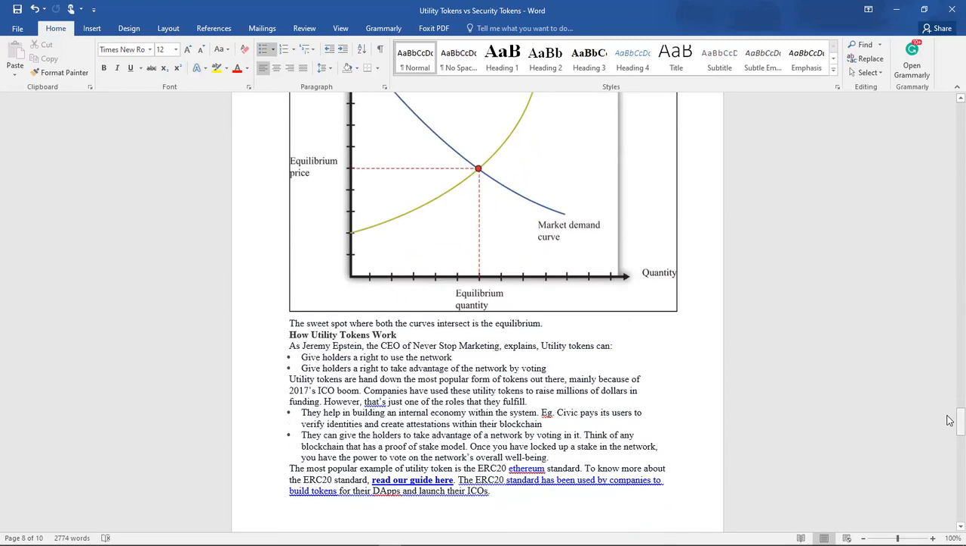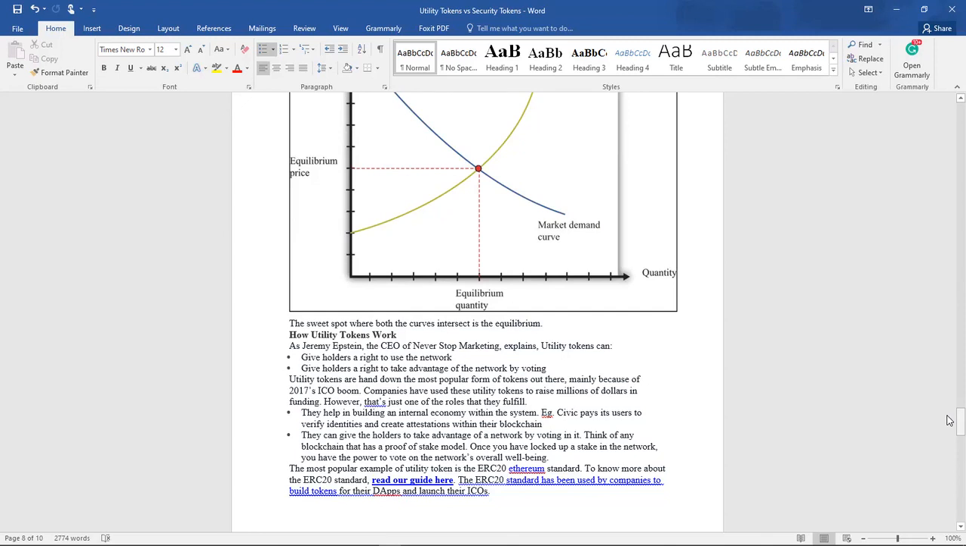Utility tokens are the most popular form of token out there, mainly because of the 2017 ICO boom. Companies have used these utility tokens to raise millions of dollars in funding. However, that's just one of the roles they fulfill. They help in building an internal economy within the system. So Civic pays its users to verify identity and create an attestation within their blockchain.